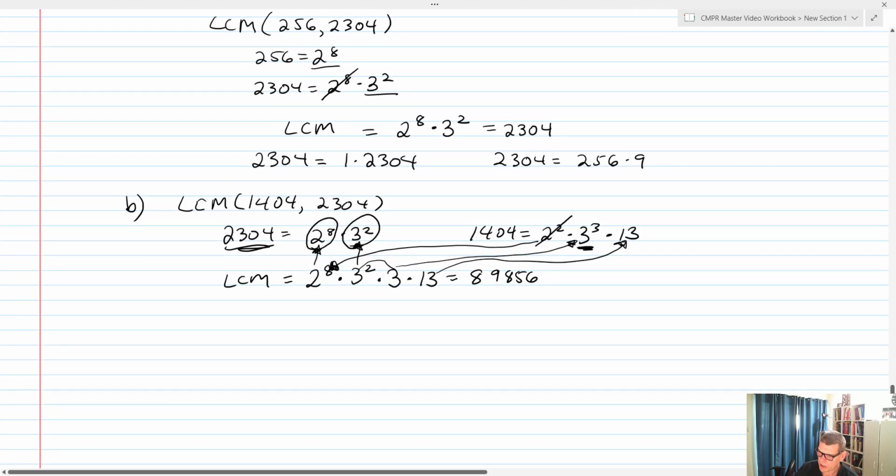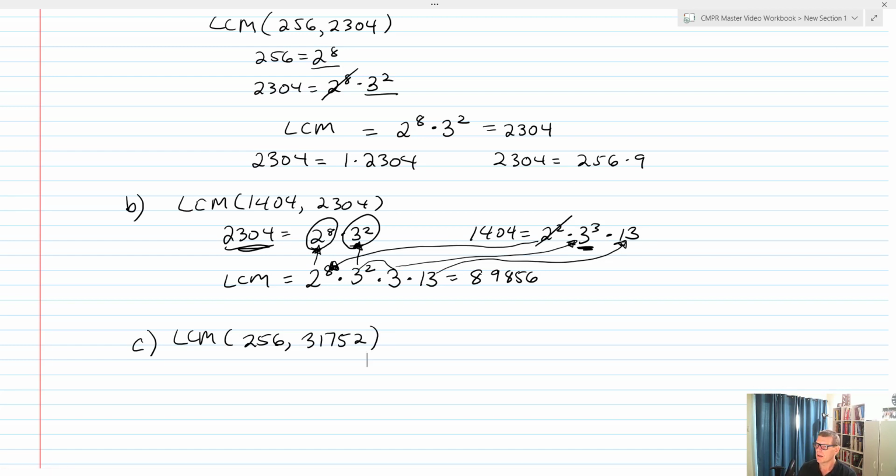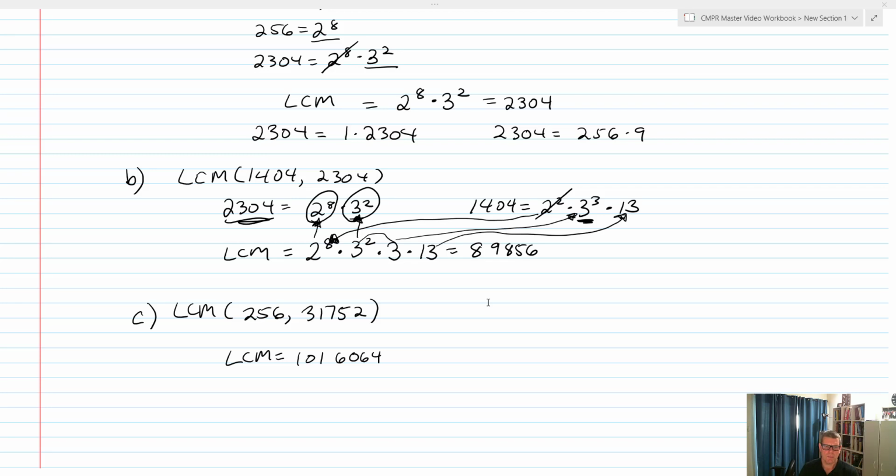So, here's what I want you to try out. Go ahead and find the LCM for 256 and 31,752. So you've already done the prime factorization for that. Now go in and find the LCM. So, my LCM now is 1,016,064. Okay, so make sure that you got that as well for your LCM.